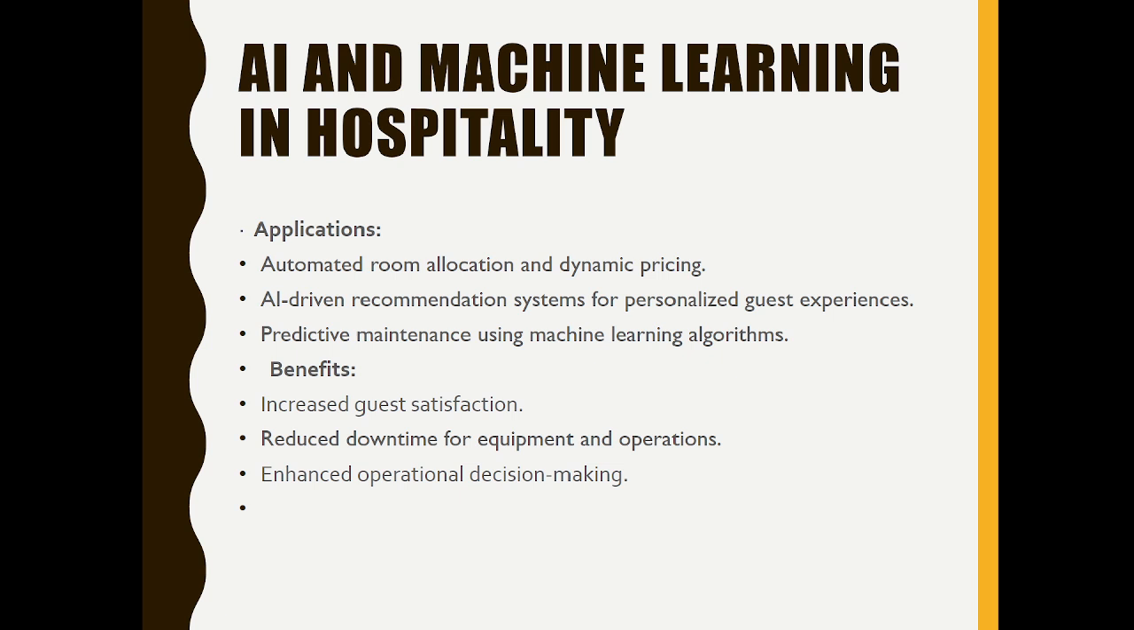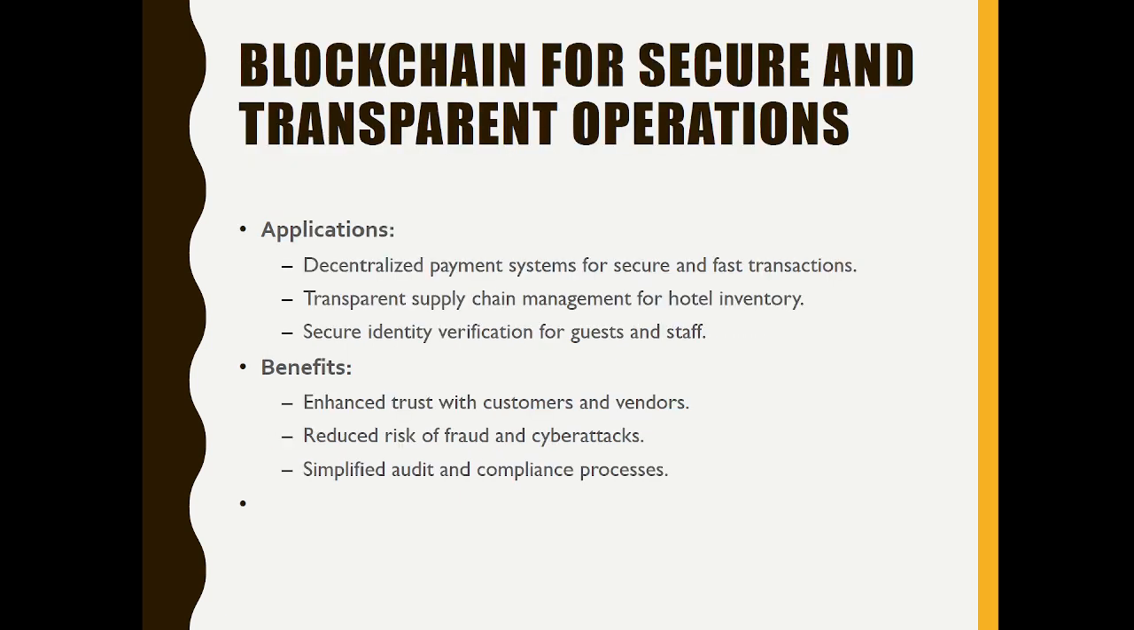Machine learning and AI, artificial intelligence, how can we use them in the hotel industry? The applications are automated room allocation and dynamic pricing. We can use them in the applications to be more informative for our guests, with recommendation systems. The benefits: increased guest satisfaction and better operational decision making.